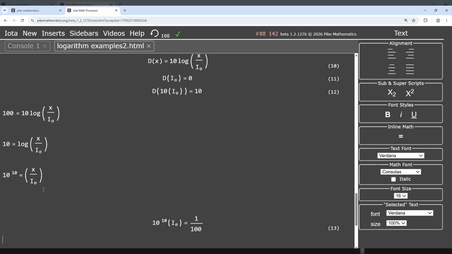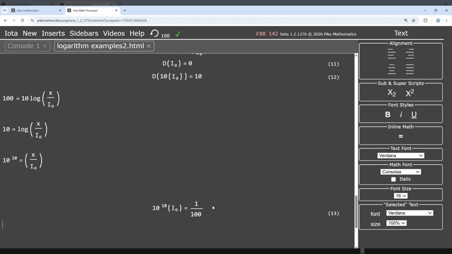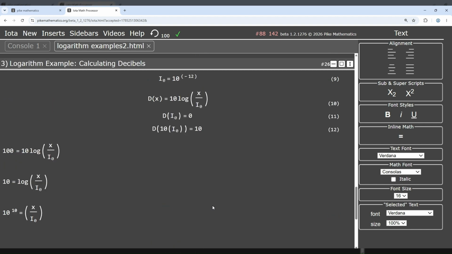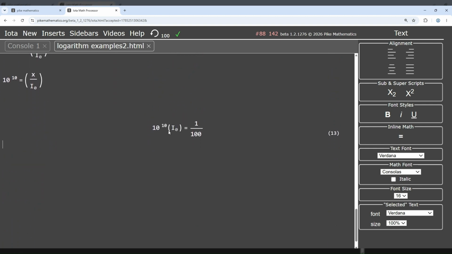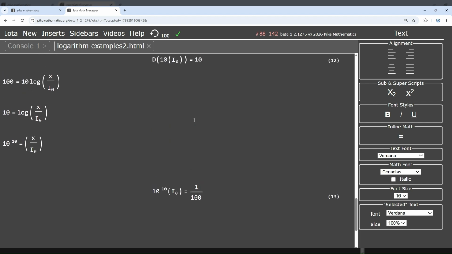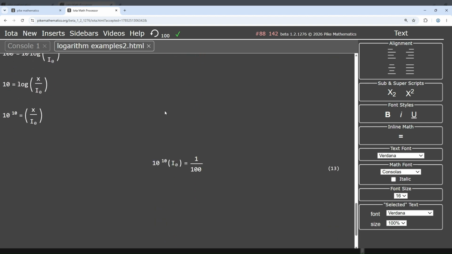What is that? There we go. And again, this is intensity. It's in watts per meter squared. So it's 1 over 100, which is 10 to the negative 2. Now let's look at this. That lowest threshold that the human ear can hear is 10 to the negative 12. That means that this sound that results in a 100 decibel reading is actually 10 billion times more intense than that lowest threshold. You can just see it here.